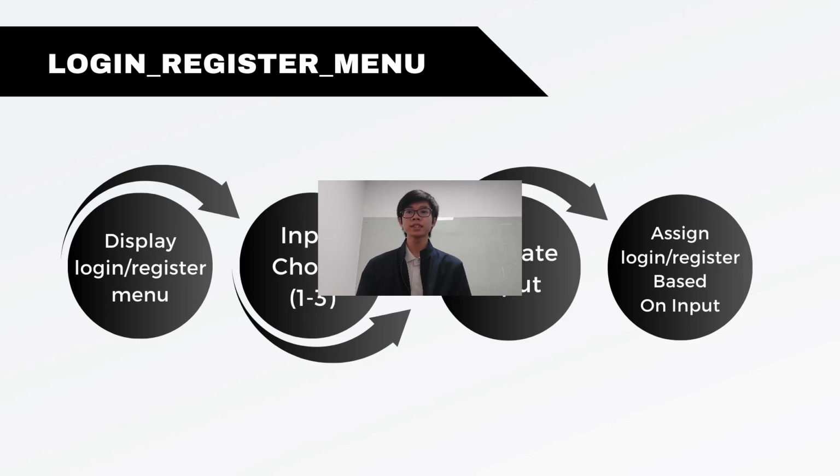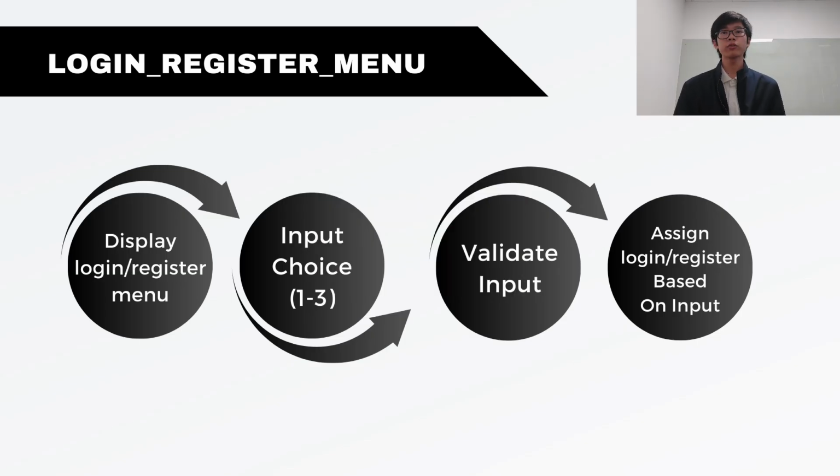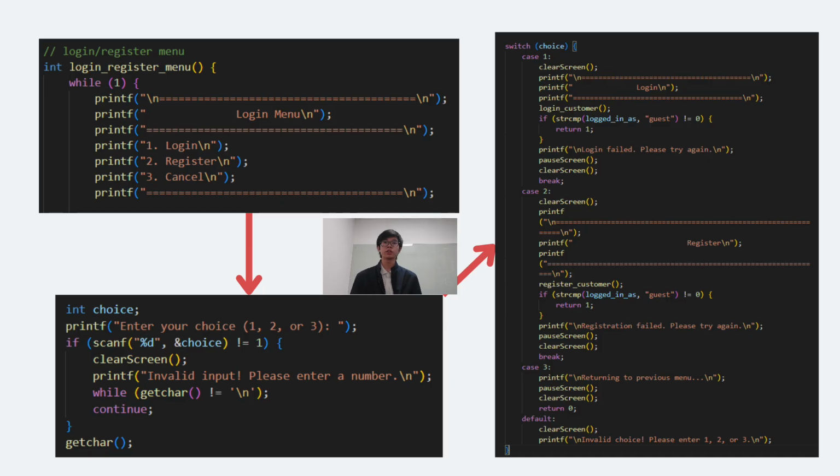Now, the login and register menu. The login register menu is a gateway for users to access the system. It operates in a loop and offers three options: login, register, or cancel. If the user chooses to login or register, they will be redirected into login or register. If login or register is a success, they will automatically be returned to the original function, book room or view room. If not, this menu will loop and they can try again or choose to cancel. If the input is invalid, the user will be prompted to try again.